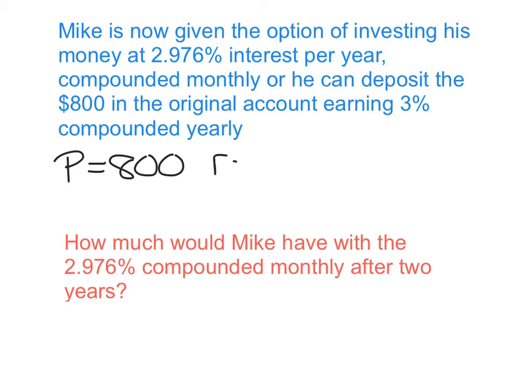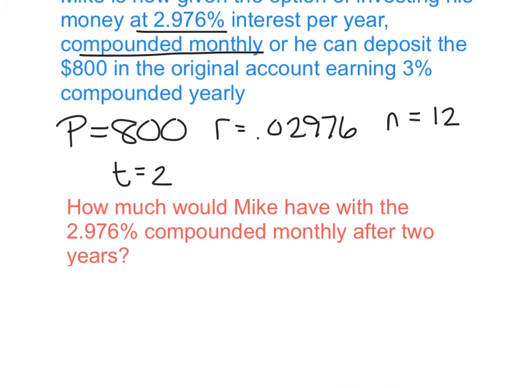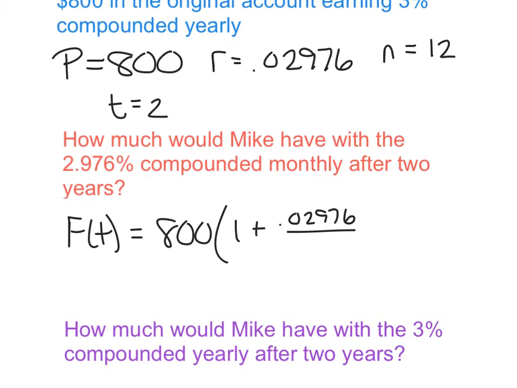My first rate, I have to move that decimal 2 places, so 0.02976. And if it's compounded monthly, that means my n value is equal to 12. All right, so question 1. How much would Mikey have in the account if it's compounded monthly for the 2 years? So my time is going to be 2. All right, so my future amount is equal to the 800, 1 plus the rate, so 0.02976, over my compounding 12, raised to my compounding 12 times my time of 2 years.